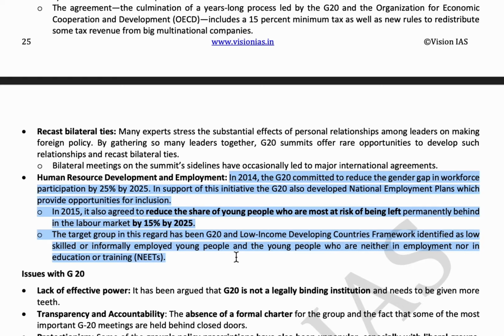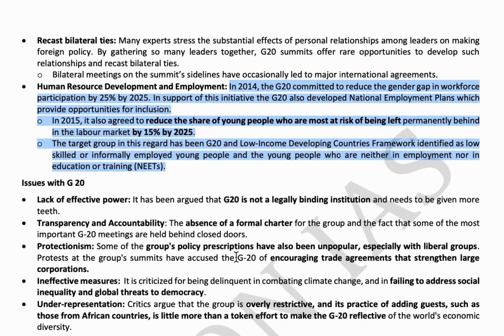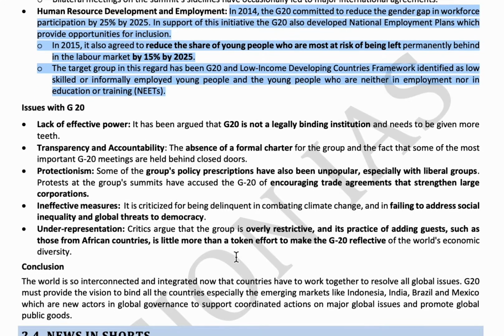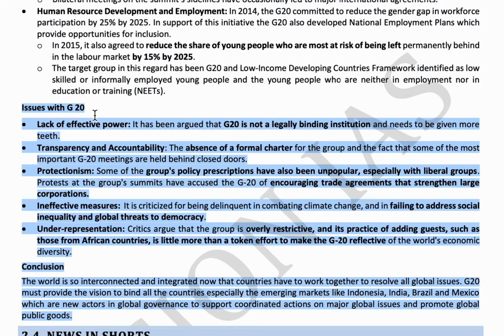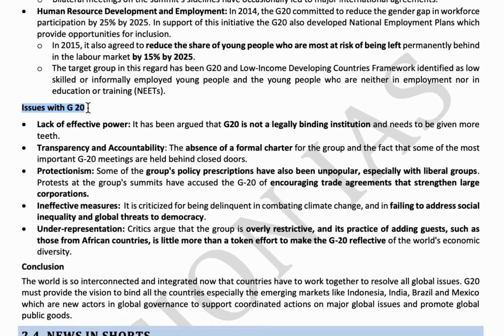So the next is the issues regarding the G20. So there is a lack of effective power. Okay, some state that G20 is not a legal institute. It lacks effective power. So the other issue is there is no efficient transparency and accountability among these countries, and there is a lack of protectionism.